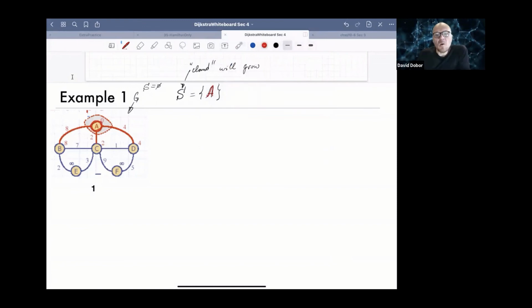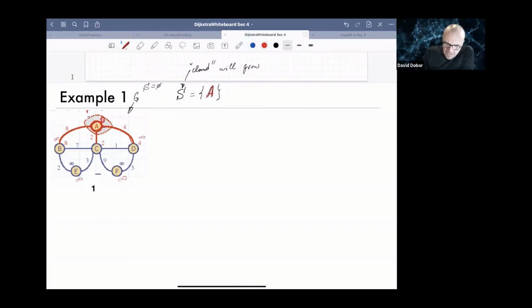Okay. Now I'm peering out of S. I'm looking out. What can I reach? Also, initially all my estimates to all the other vertices were infinities. And 0 was the estimate to the start vertex A. What the 0 estimate says is that the distance from A to A is 0. That's what it says, right?